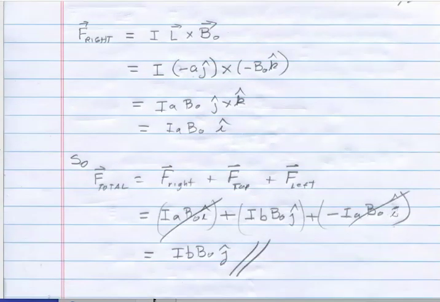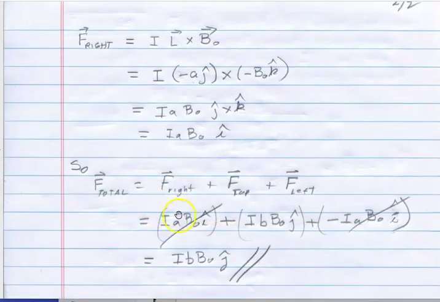And now you just add all those up. The right side was this, the left side was this, and then the top was this. And then pretty obviously the right and the left have the same magnitude and opposite direction, so those vector pieces will cancel. And I get the total force in this particular case is all upward with magnitude I, B, and B naught.